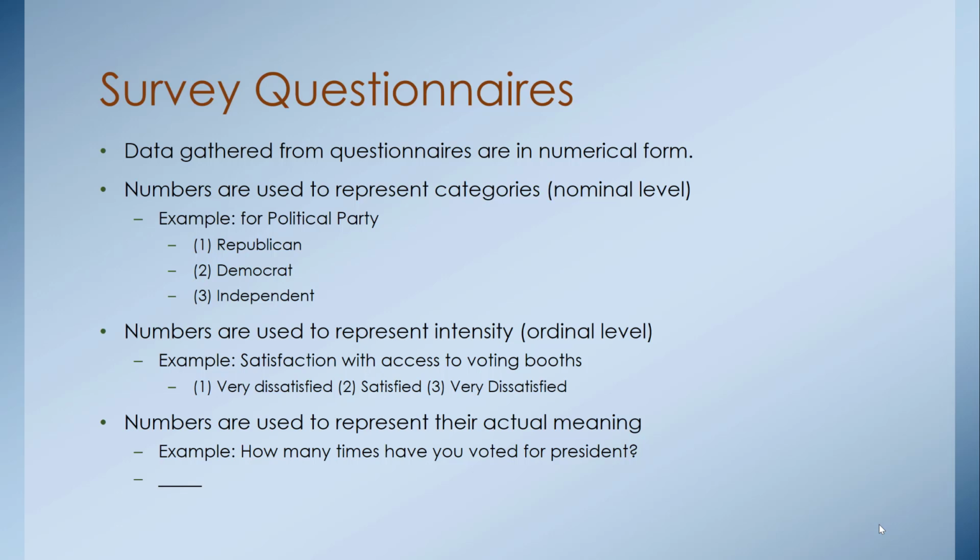Numbers are also used to represent intensity, which can be at an ordinal level. We could have the example of satisfaction with access to voting booths. Number 1 would be very dissatisfied, number 2 would be satisfied, number 3 would be very satisfied. We can measure with an intensity level, and we can use numbers to represent their actual meaning. How many times have you voted for president? 5, 4, 2, 1, 0, whatever that answer may be.